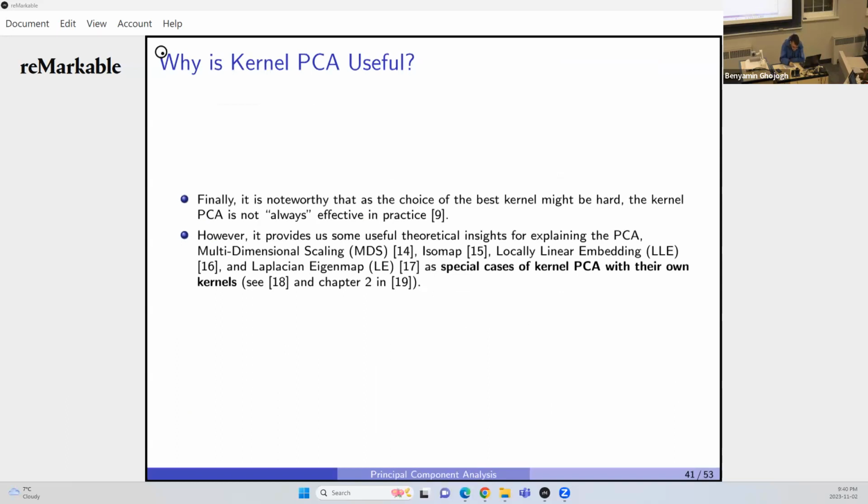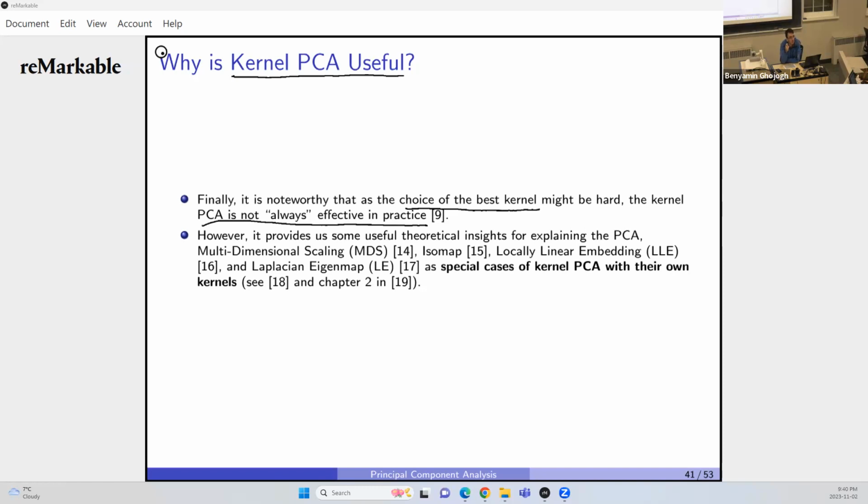Why is kernel PCA useful? First off, the choice of the best kernel might be very hard. Again, the existential philosophy problem: when you give freedom to the user, you give responsibility to the user, and the user doesn't like it. Choice of kernel is a problem of kernel methods. Kernel PCA is also not always effective in practice. Sometimes it doesn't work well in practice.